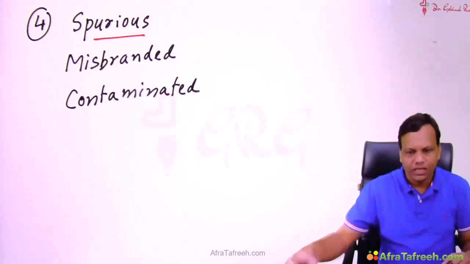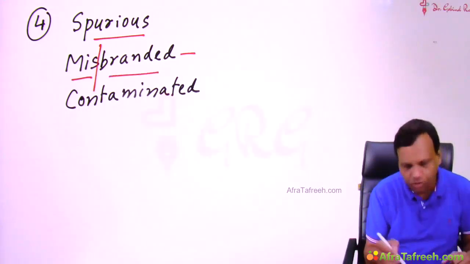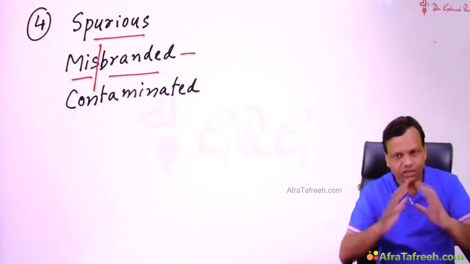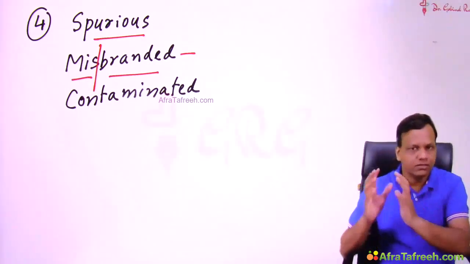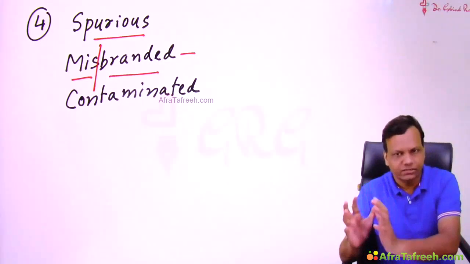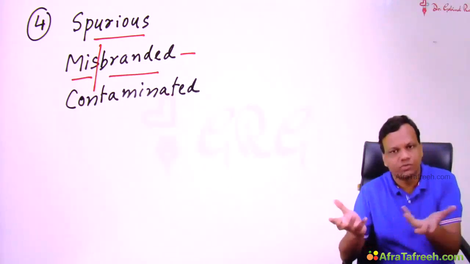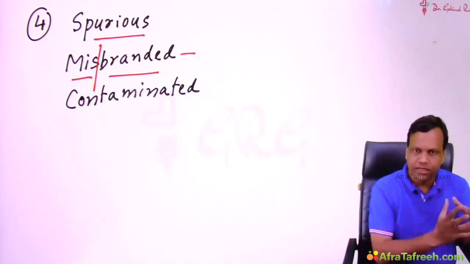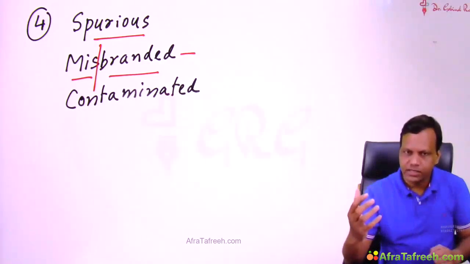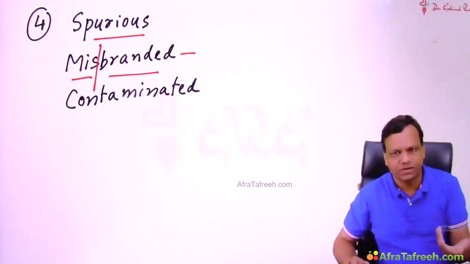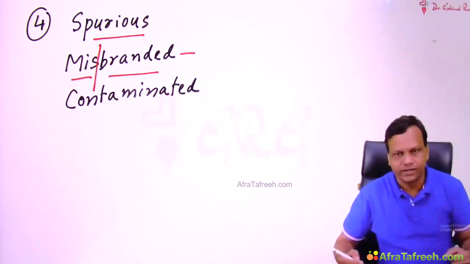Then misbranded, as the name says, if there is any misinformation on the label. So anything on the label, if it is wrong, it is called a misbranded drug. Like the drug is Schedule H, that means it should be given by prescription only, but it is not mentioned. So it becomes misbranded. Or the tablet contains 200 milligram, but on the label it says 500 milligram. It is misbranded. So anything wrong which is given on the drug label is called a misbranded drug.